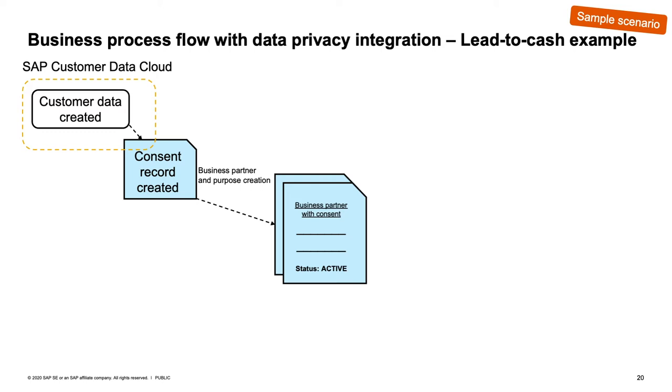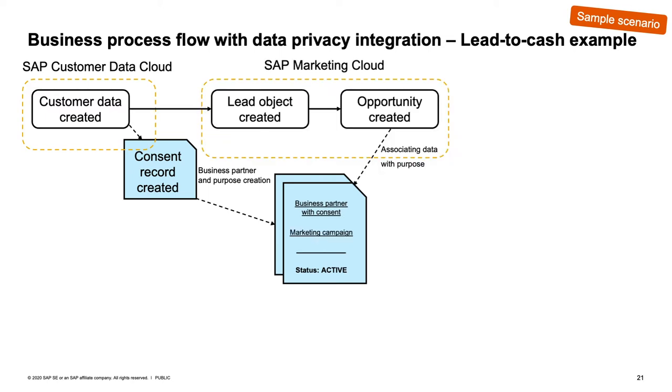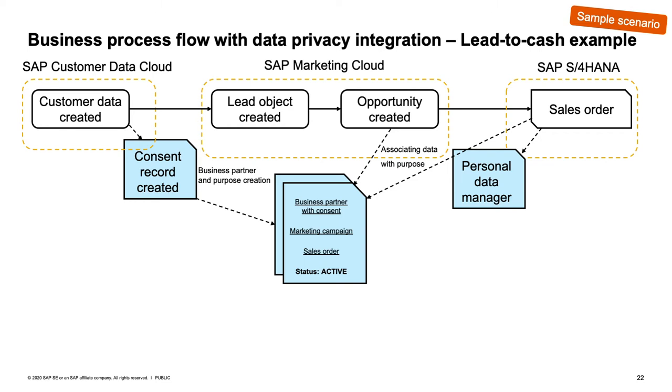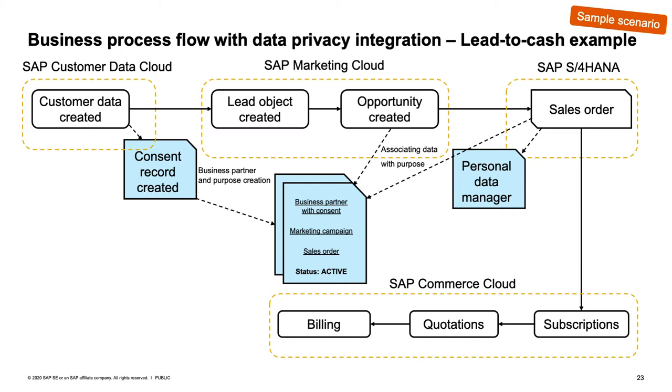In such a scenario, the application could connect to the service and create a purpose instance for the processing of personal data. As the user data is processed by the different applications for different aspects of your business process, for example, a marketing system may create a marketing campaign to promote the products to the end users, such marketing data can be associated with the created purpose. Also, later on, when the customer places an order in the system, the sales order and any necessary entities such as the quotations, subscriptions, and bills, and so on, can be associated to the centralized business purpose.